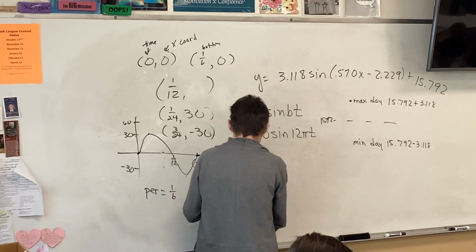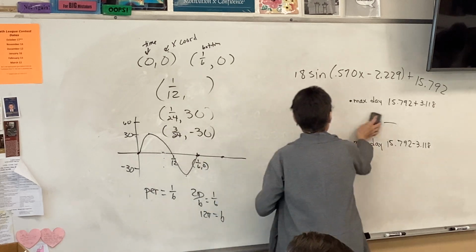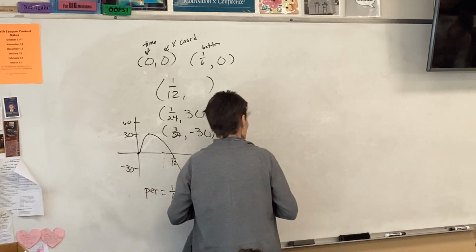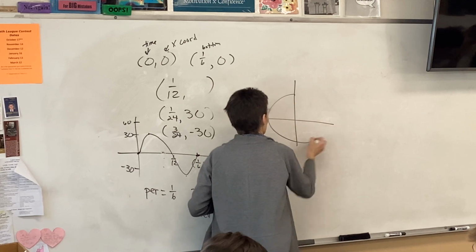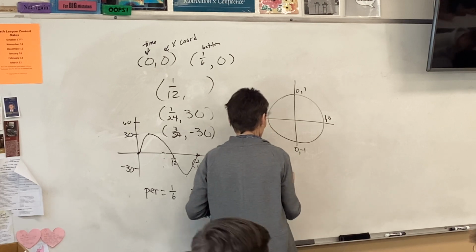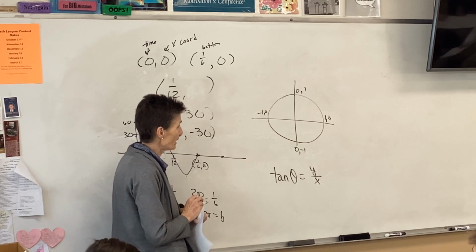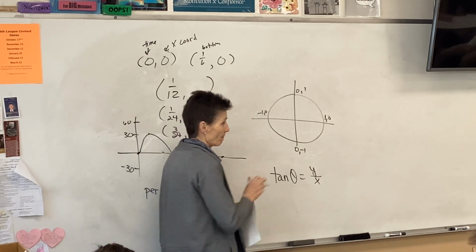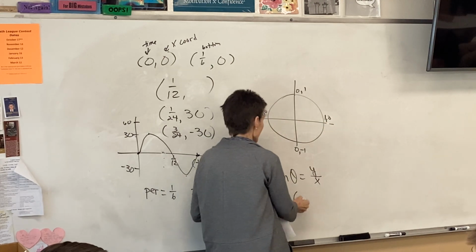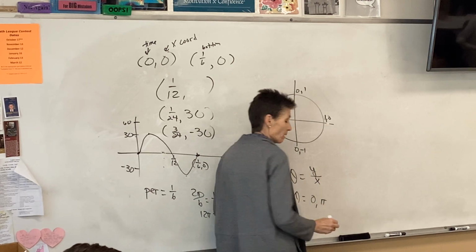3B, we're finding where the tangent is 0. So remembering the tangent is y over x, and visualizing my unit circle, where is it that if I put y over x, I get 0? Here. So in one revolution, the answers would be 0 and pi.